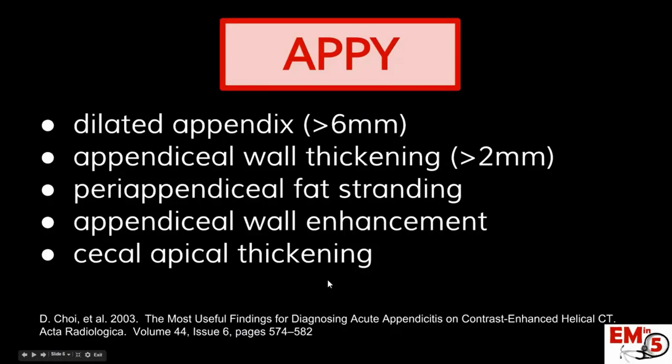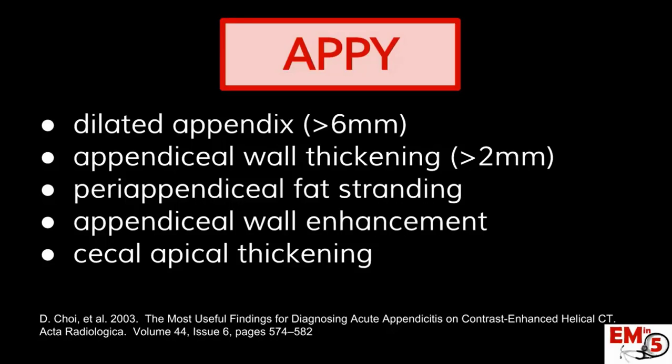So in an appendicitis, now that we've found the appendix itself, we should be looking for these findings. So first, a dilated appendix, anything bigger than 6 millimeters. You should also see some appendiceal wall thickening, greater than 2 millimeters. You'll probably see some fat stranding around that area.